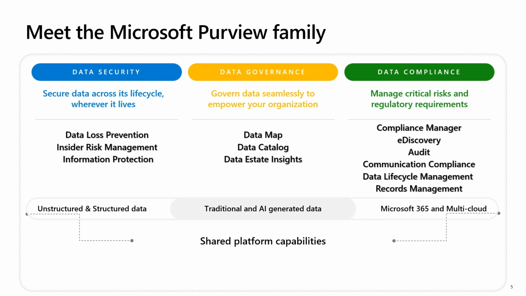So let's talk about the Purview family real quick. Microsoft Purview, as we know it today, combines three main areas when it comes to your data. There's data security, which is the primary focus here, which is securing your data across the lifecycle wherever it lives. Within Purview, we have DLP, data loss prevention, insider risk management, that intelligent part that takes all those signals and helps you get in front of insider risk and insider threats before they happen or as they are happening. And then, of course, the classic information protection platform, sensitivity labels, for example.